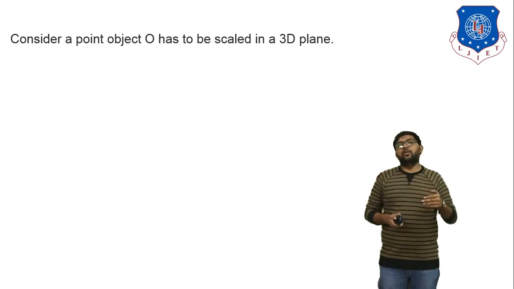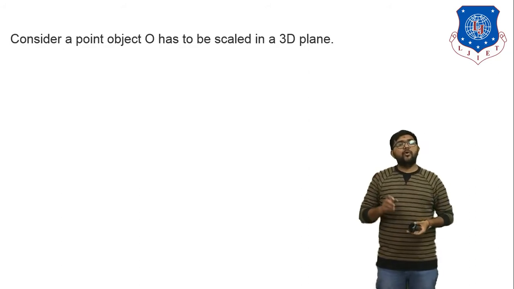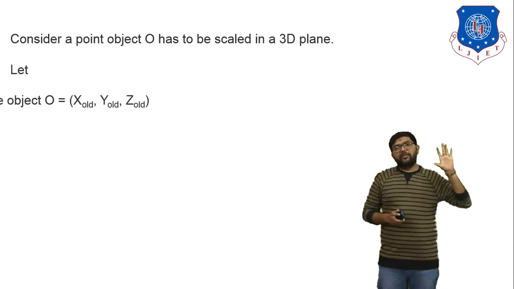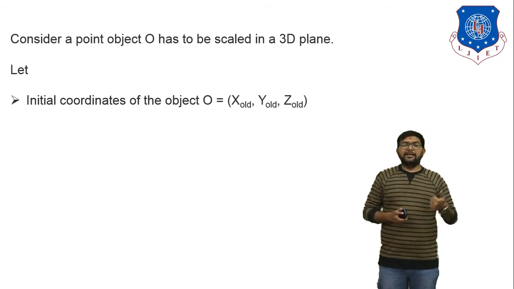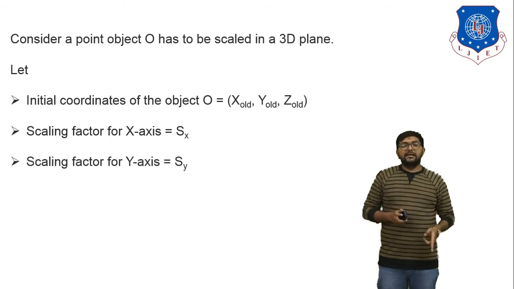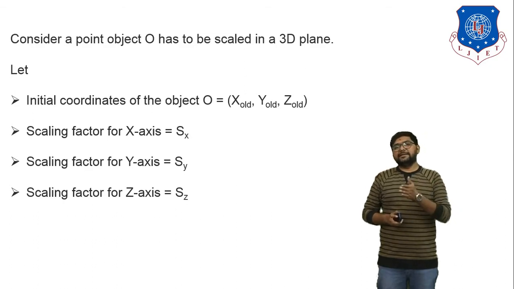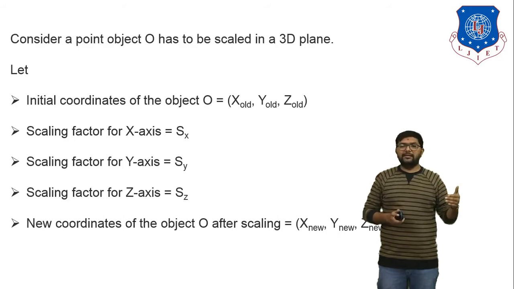But in this case, we have to add one more axis, the z axis, that is sz, scaling about the z axis. Consider a point of object O to be scaled in 3D. The initial coordinate of object O is x old, y old and z old. The scaling factor for the x axis is sx, for the y axis sy, and for the z axis sz. And the new coordinate of object O after scaling is x new, y new and z new.